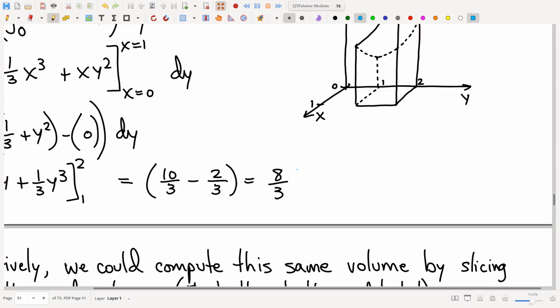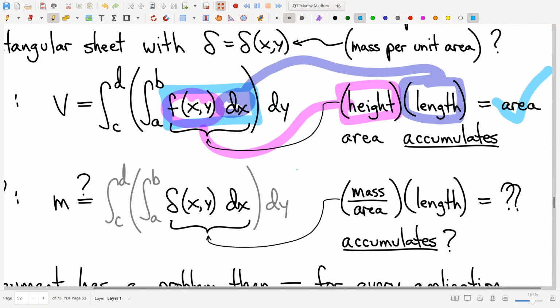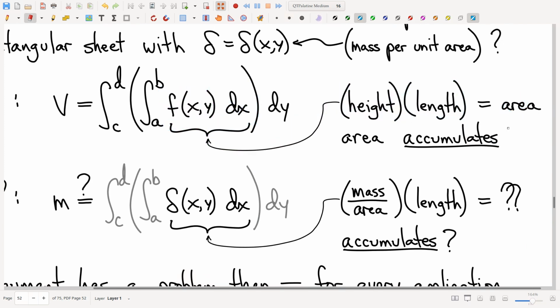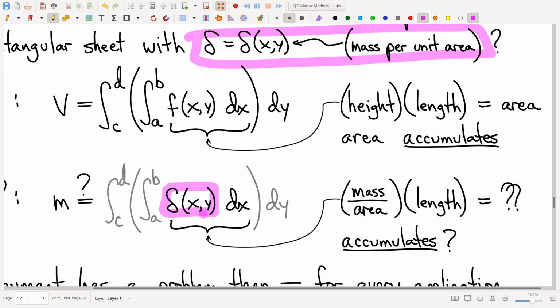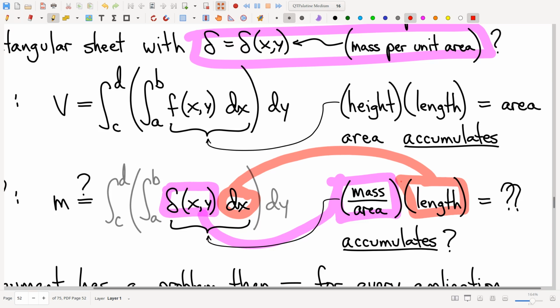Okay, now let's think that through, that aspect of the calculation, for our new scenario here. I've got that, which is mass per unit area, and I'm multiplying by length. And what do you get when you multiply mass per unit area times length? In other words, what is this thing that I'm allegedly doing an integral of? I don't know what that is. That's not a thing. At least not obviously.